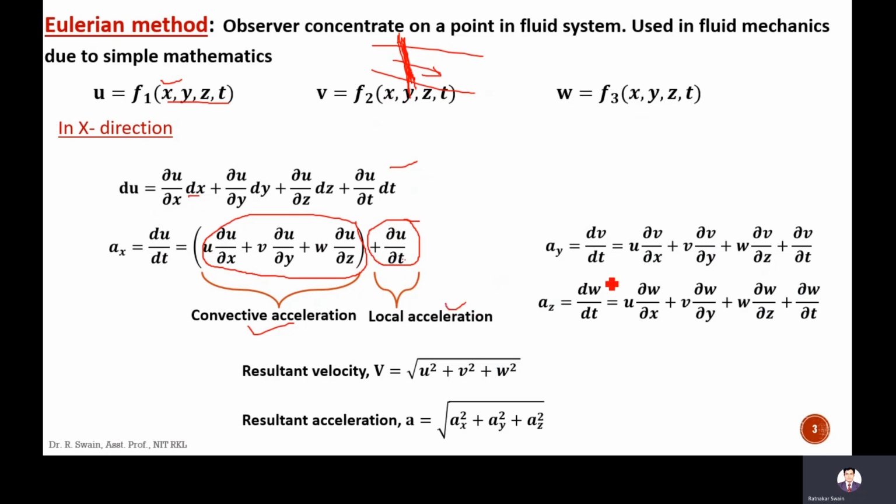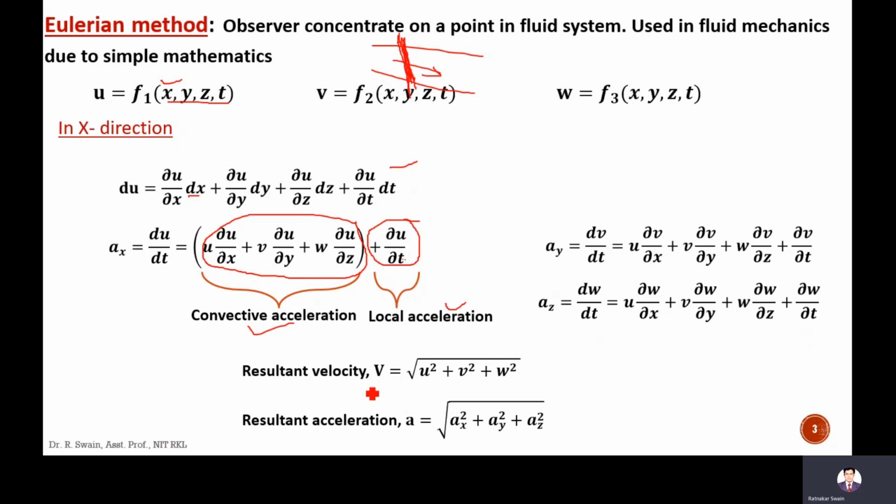Similarly, in y direction we can express the acceleration, which is dv by dt, equal to u del v by del x plus v del v by del y plus w del v by del z plus del v by del t. And z direction acceleration, dw by dt, is u del w by del x plus v del w by del y plus w del w by del z plus del w by del t.